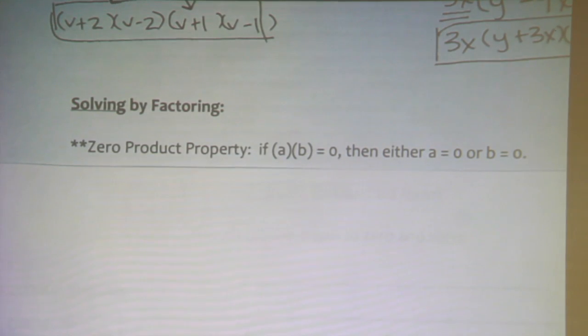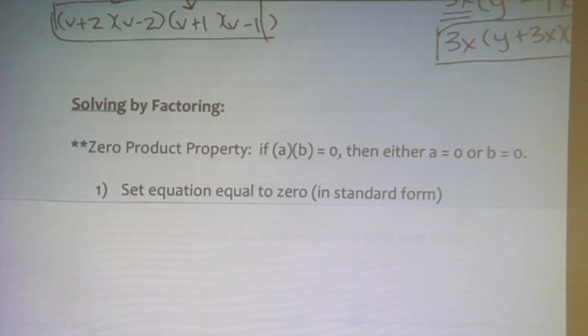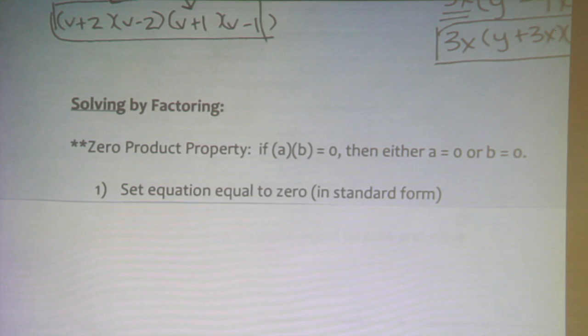We use this property when we are solving by factoring. First thing you want to do is make sure your equation is set equal to 0 and that it is in standard form. Your exponents are in decreasing order.